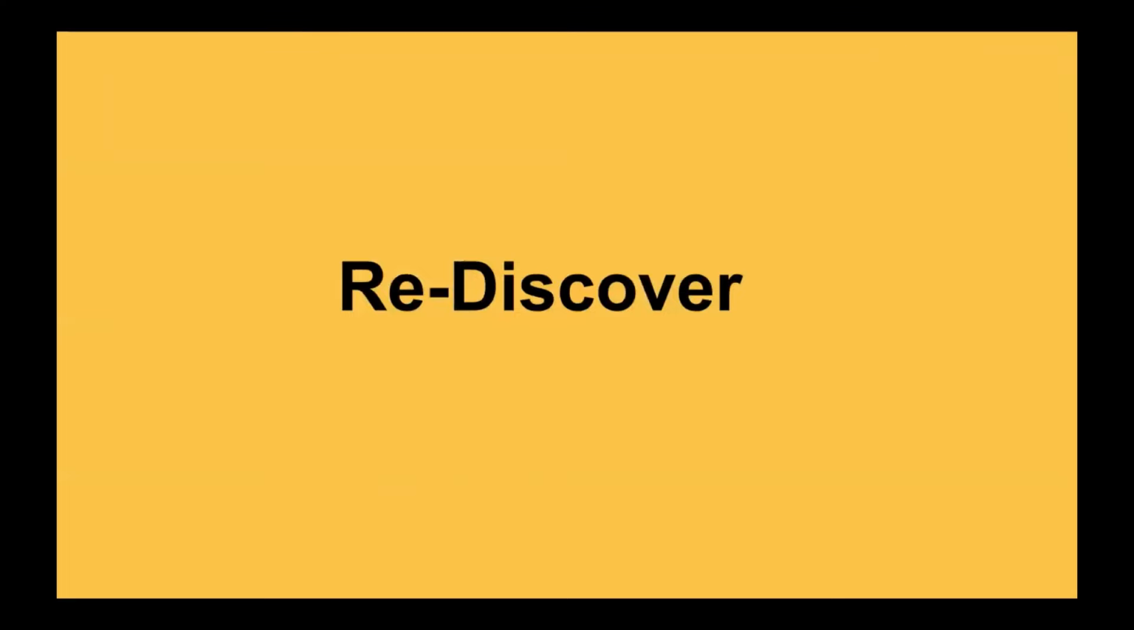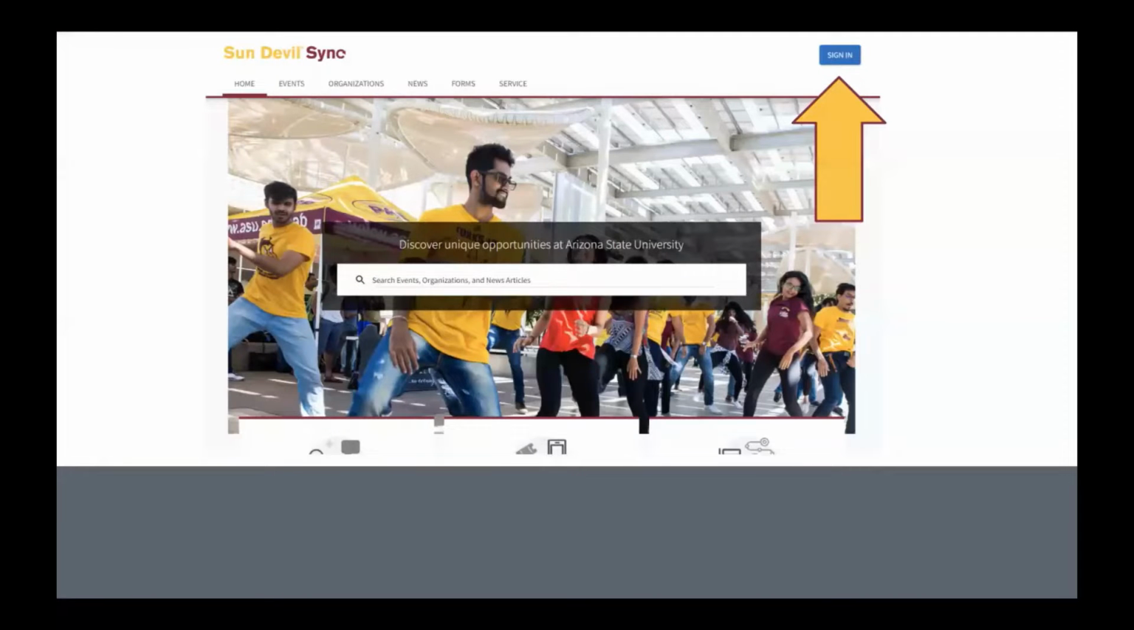All right, so the rediscovery. This is the homepage of Sun Devil Sync. You are all probably familiar with that. You're going to go ahead and sign in up at the top. You'll use your ASU sign in and ASU Write. And then if you have the Duo two-factor authentication, then you'll do that as well. And then you'll be signed in.